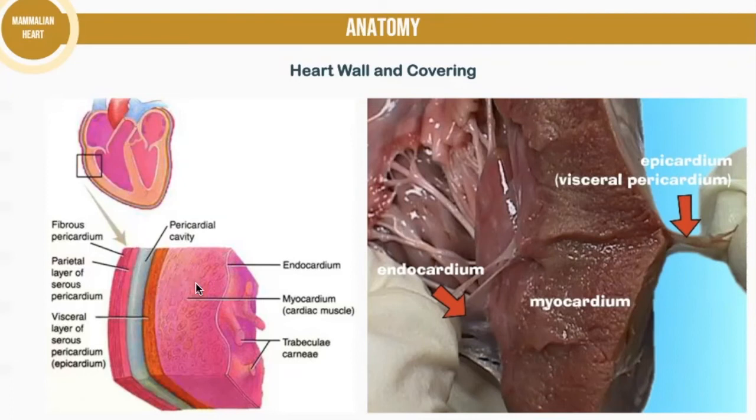Next, we have the myocardium. So this myocardium, this is the thickest portion of the heart, and it contains the cardiac muscles. Inner to this layer, we have the endocardium. And this endocardium is a thin endothelium with connective tissue. So if we look at an actual mammalian heart, we can see here the different layers. You have the outermost layer, the pericardium, you have the thick myocardium, and then you have the endothelial endocardium.